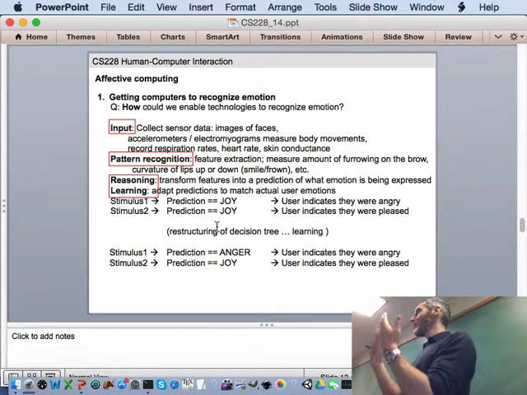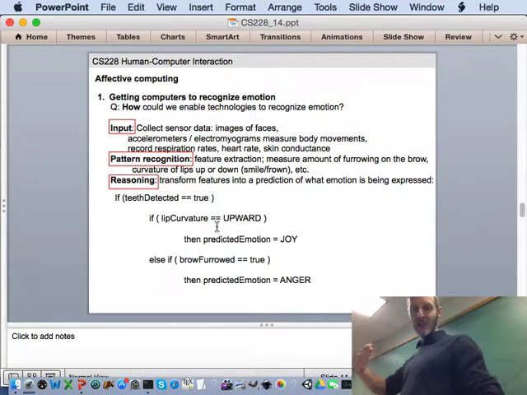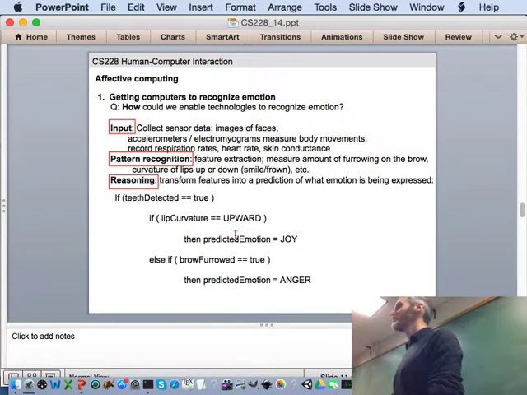So let's take the raw pixel data and imagine there's already an existing layer of machine learning that can turn those colored pixels into teeth detected equals true or false, lip curvature equals upward or downward. So let's imagine we already have those features. Well, it's exactly what we did: make a matrix of conditions and their statuses and then have an input, you know, what is the true emotion?